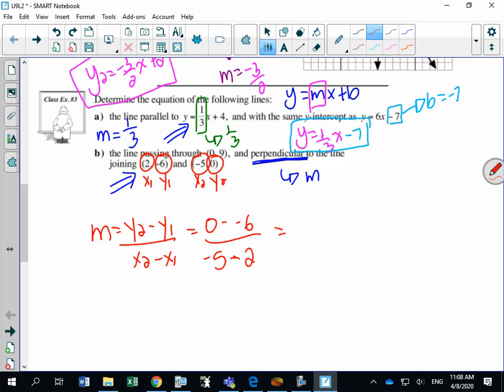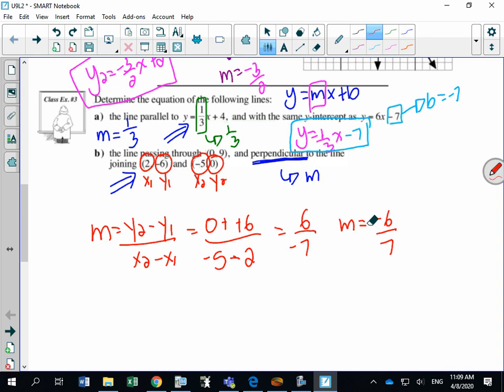0 minus -6, 2 negatives make a positive. 0 plus 6 is 6. -5 minus 2 is -7. The slope is negative 6 over 7. Okay, so 6 over negative 7 is the exact same thing as negative 6 over 7. You type either of those into your calculator, you're going to get the exact same answer.